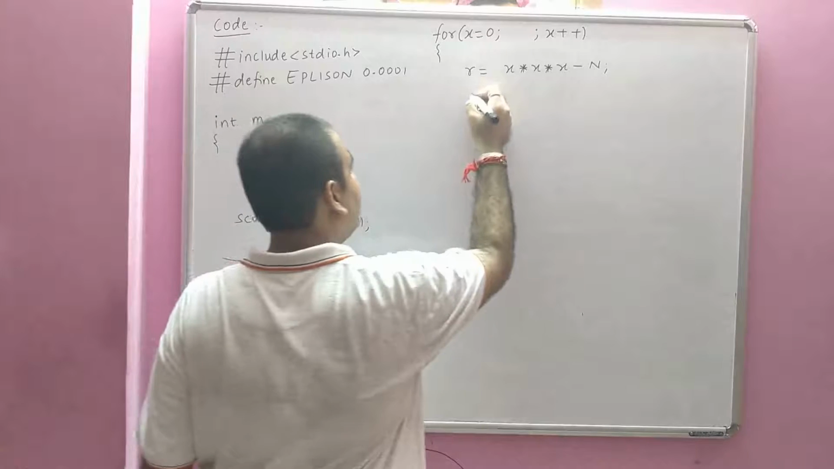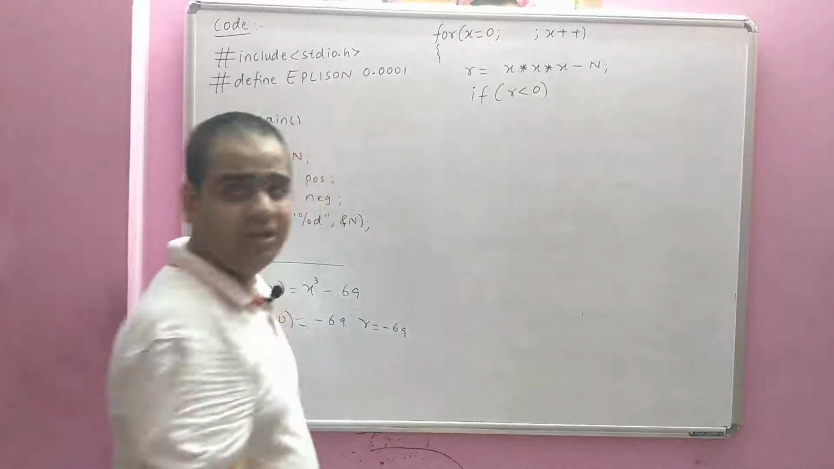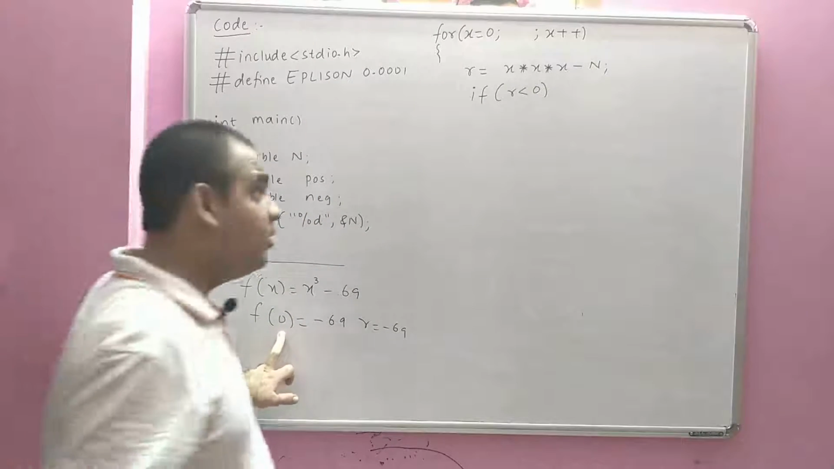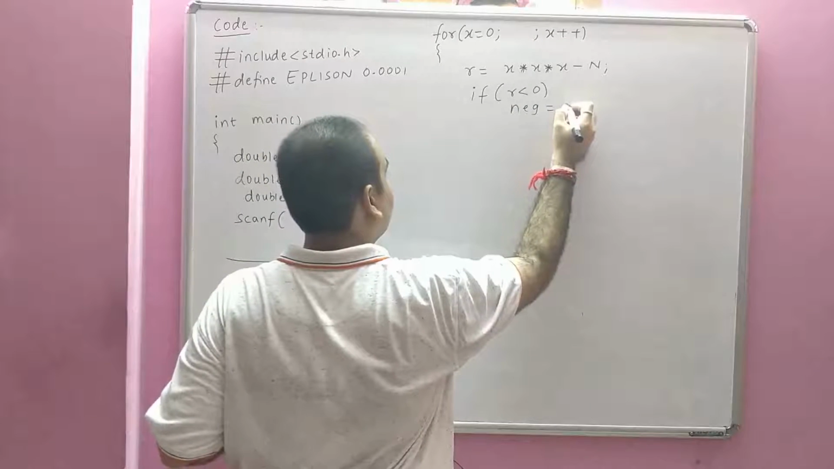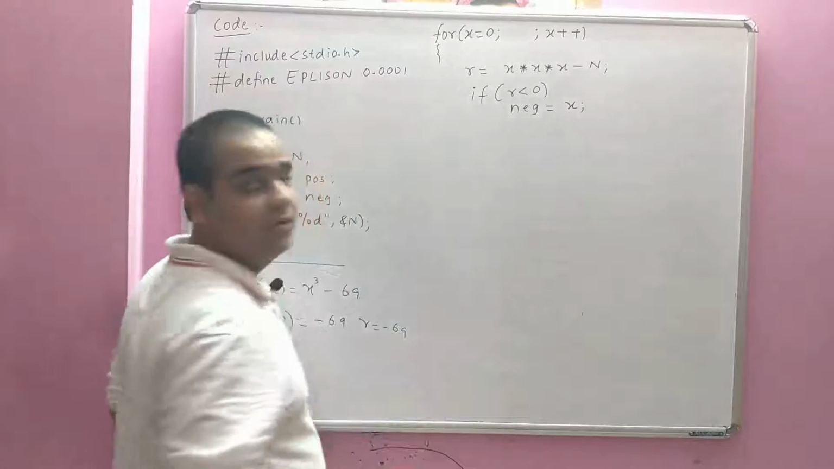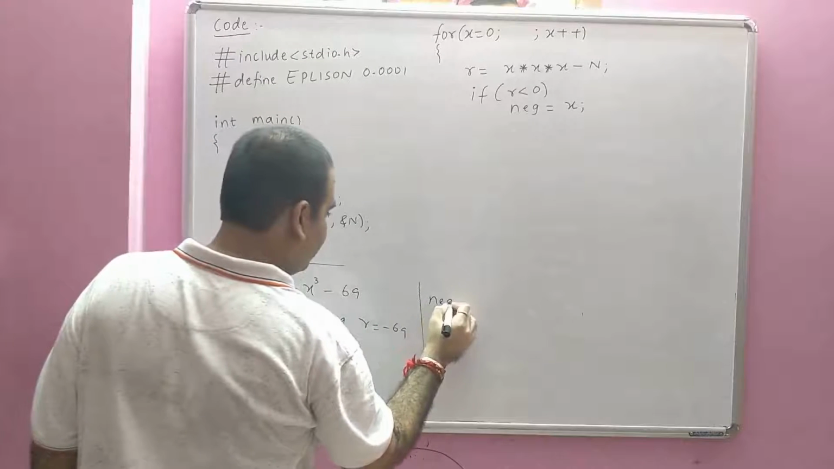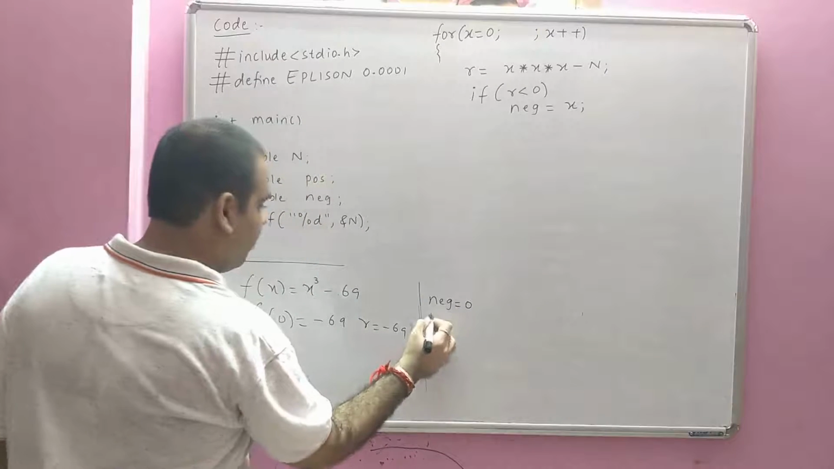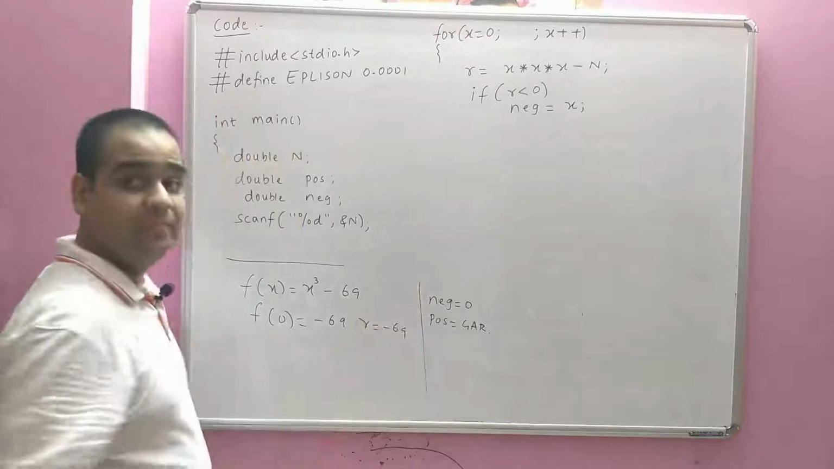Hence, how do we write it? We say if r is less than 0. If it is negative, store on negative. What is the negative answer as of now? The negative answer as of now is 0. Therefore, we say negative is equal to x. Now, what will be the value of negative? The value of negative is equal to x. And what is the value of x? 0. Now, what is the value of positive as of now? The value of positive is garbage.